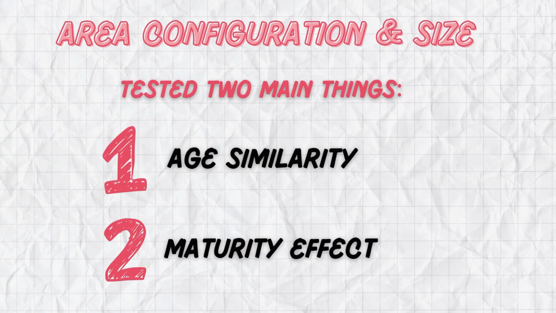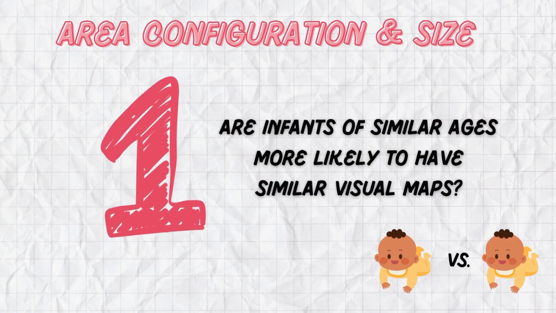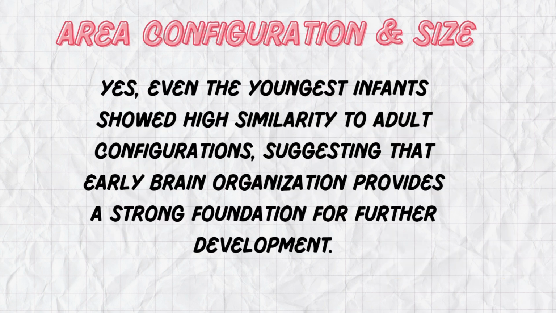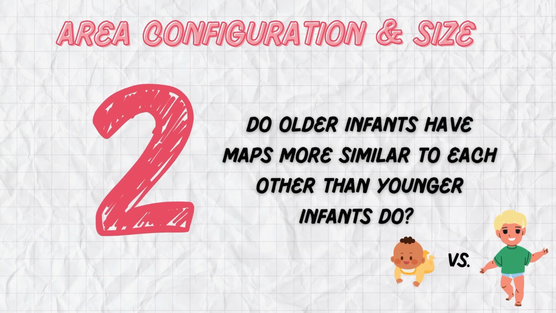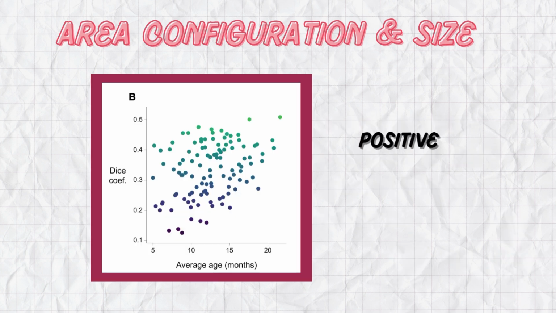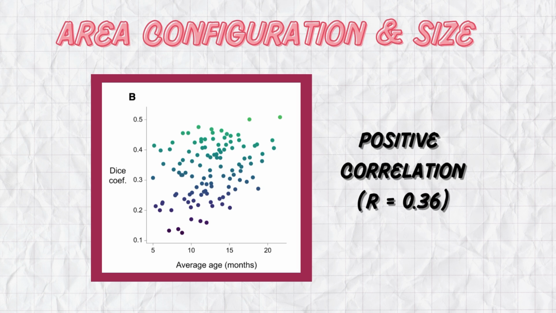Instead of tracking each infant over time, the researchers compared manual tracings of visual areas between infants of similar ages. They tested 2 main things. First, age similarity, showing if infants close in age had similar results, and second, maturity effect. They found a positive correlation suggesting that older infants' maps are becoming more like the stable organization seen in adults. They also looked at how well visual landmarks like gyri and sulci aligned with age but found no strong relationship, which suggests that these structures do not change much over infancy.